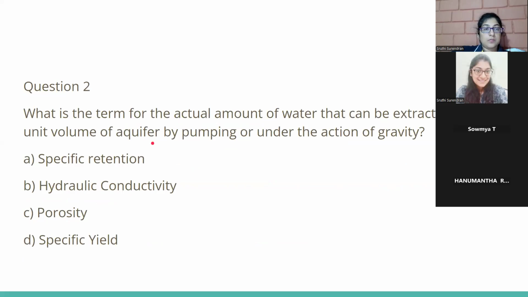So, what is the term for the actual amount of water that can be extracted from a unit volume of aquifer by pumping or under the action of gravity?